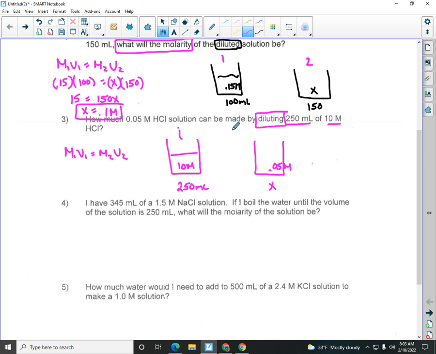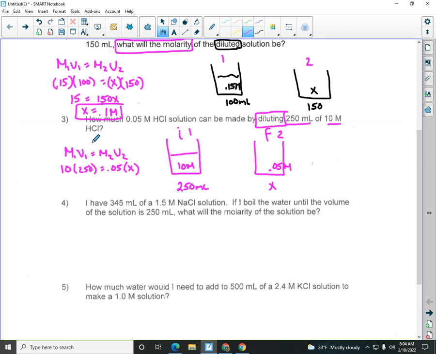So we'll make these my 1's and these my 2's, because they use 1's and 2's on the regions. All right, so my molarity is going to be 10. My volume is going to be 250. My second molarity is 0.05, and my new volume is what I'm looking for.